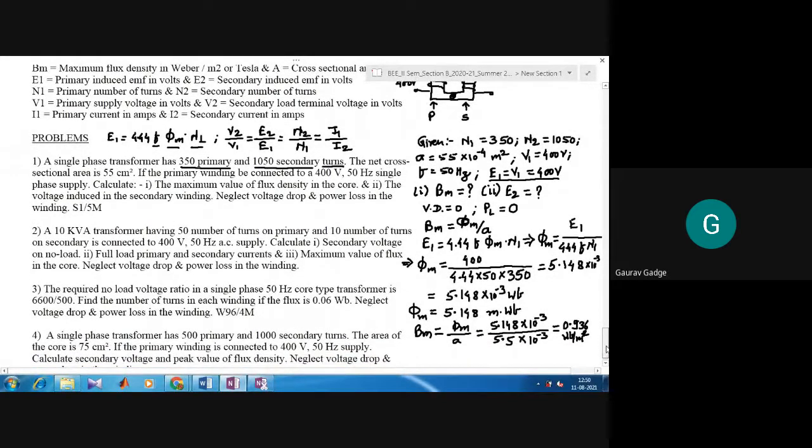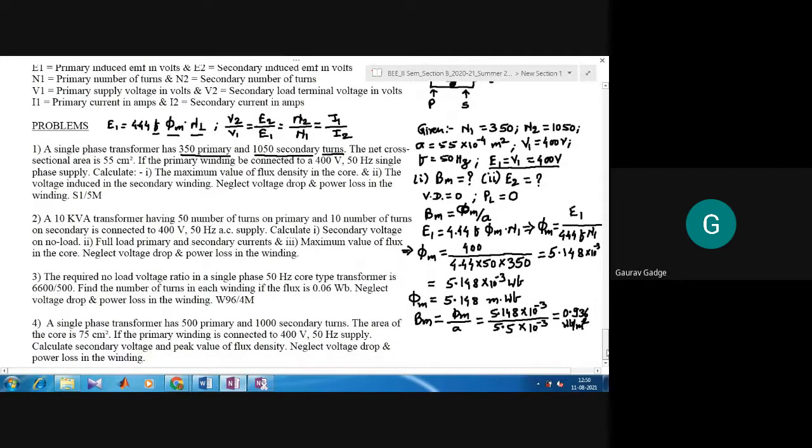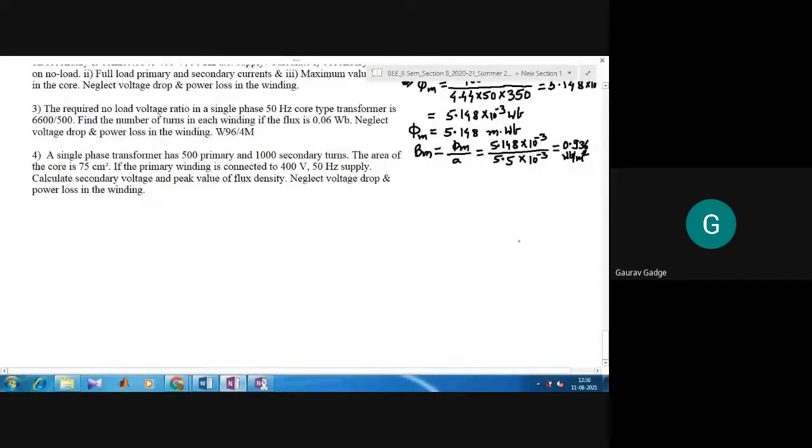Now, is there anyone having any question? Anyone have any question related to this? Okay, if not, then I just see the next second part of it. Now I am telling you the second part. What is the second part? You have to find out the secondary induced EMF.